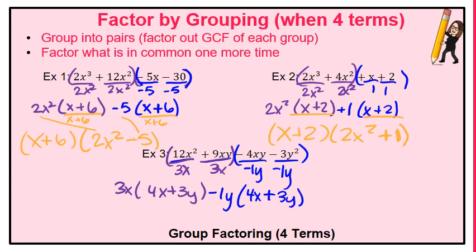So if I take a look, if I tell you to do grouping, you should always end up with the same factor to divide out. If I divide out a 4x plus 3y, I have a 3x minus 1y left over.